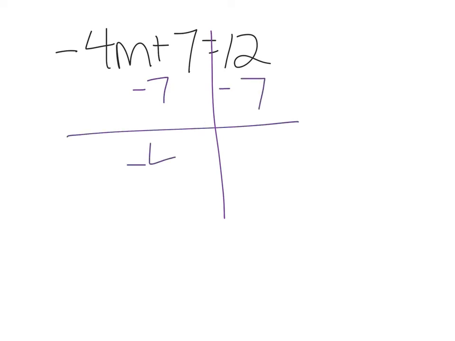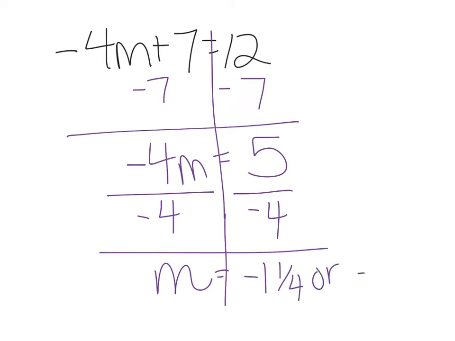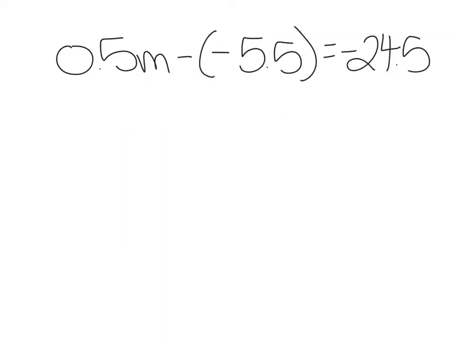And we get negative 4m equals 5. Then we're going to get rid of our negative 4 on both sides, so we're going to divide by negative 4. And then on this side, we just get m equals either negative 1 1/4 or negative 1.25. Okay, try the next one on your own and then come back to the video to check it.